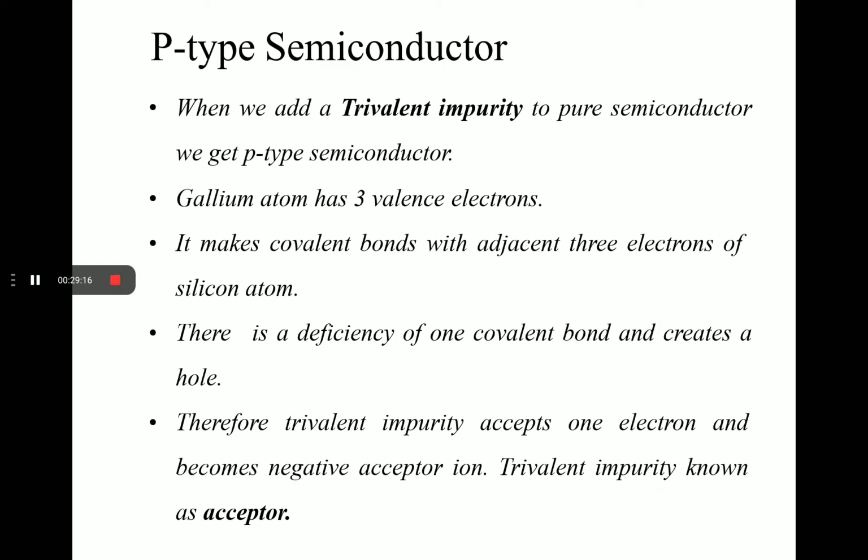Next one is P-type semiconductor. In N-type semiconductor, when a pentavalent impurity is added, there will be 5 electrons in the outermost shell, so there will be excess electrons. Totally the net concentration of electrons is more, so it is a negatively charged type of semiconductor. So we call it N-type semiconductor. Next one is P-type semiconductor.